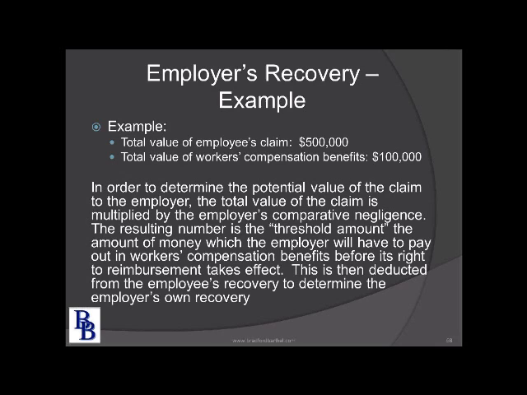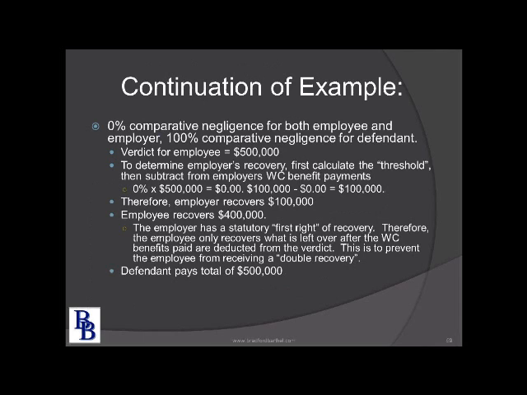Let me give you an example to show you how this works. Let's say we've got a case in which the employee's claim is worth $500,000, and you've paid $100,000 in benefits. To determine that threshold, what you have to do is multiply the employer's comparative negligence by the total value of the claim.